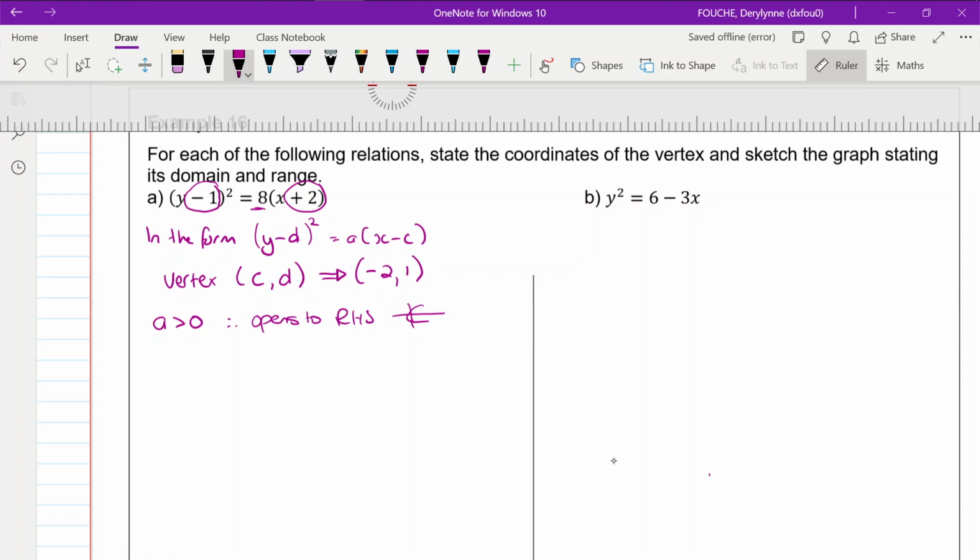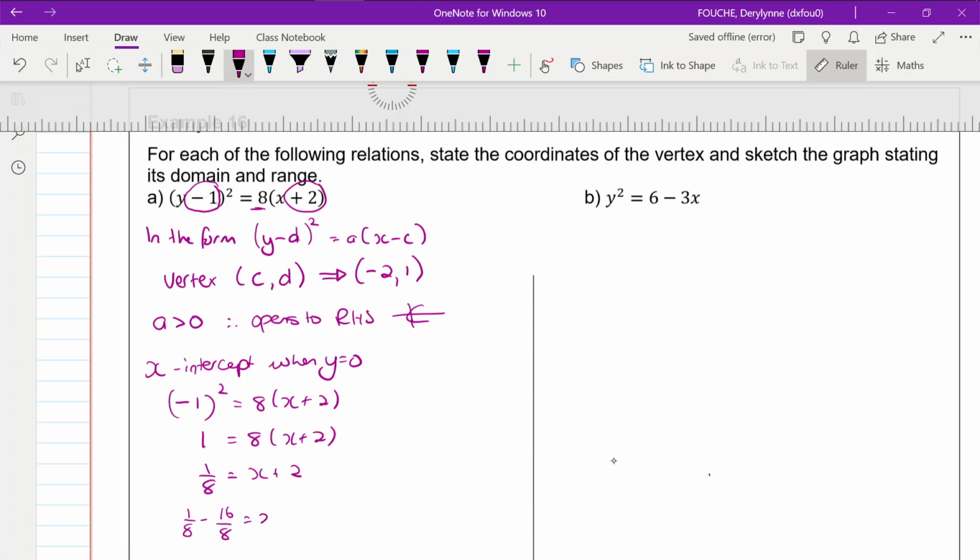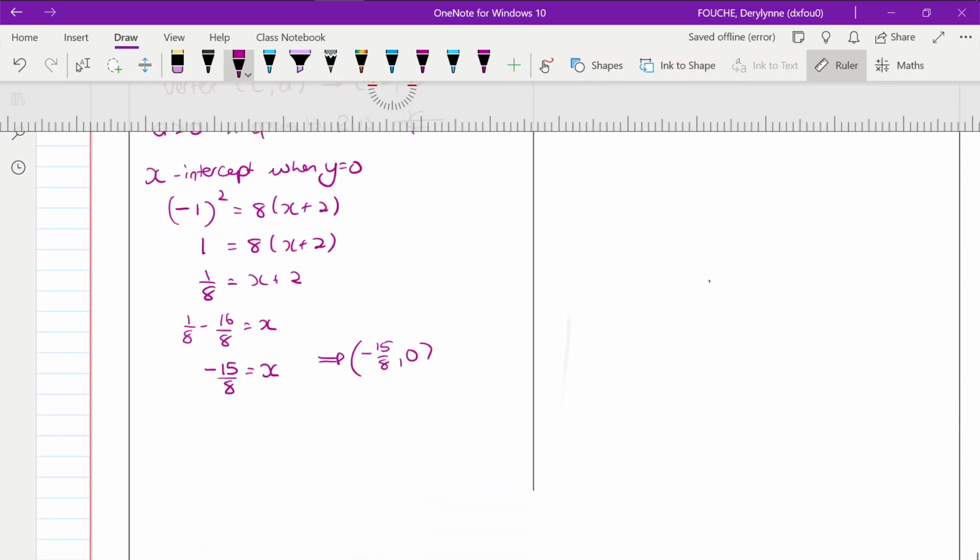Now, as with any of our other graphs, we need to find an x and y intercept. A sideways parabola only has one x-intercept and can have up to 2 y-intercepts. So when y equals 0, we get -1 squared is 8 times x plus 2, and that gives us 1 is 8x plus 2. 1/8 is going to be x plus 2, and 1/8 minus 2 will be 1 minus 16 over 8, and that gives me -15 over 8. So I have an x-intercept at -15/8, 0.